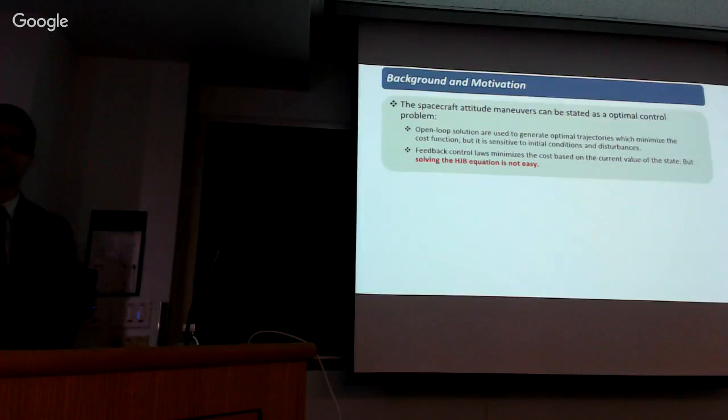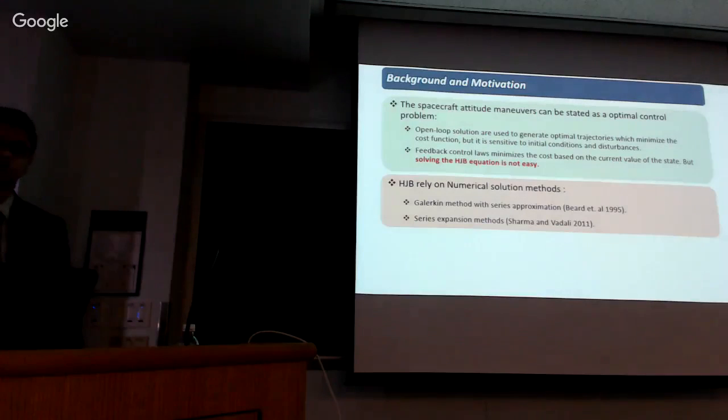But we have a feedback control law, or closed loop solution, which overcomes the shortcoming of the open loop solution. But for finding the feedback law, you have to solve the Hamilton-Jacobi-Bellman equation, which is a multivariate PDE, and solving this HJB equation is not at all easy. Solving this equation relies on numerical results.